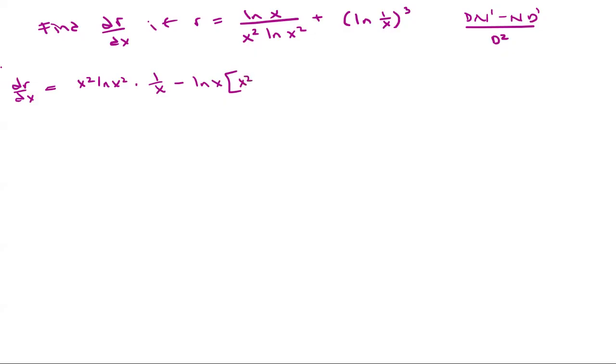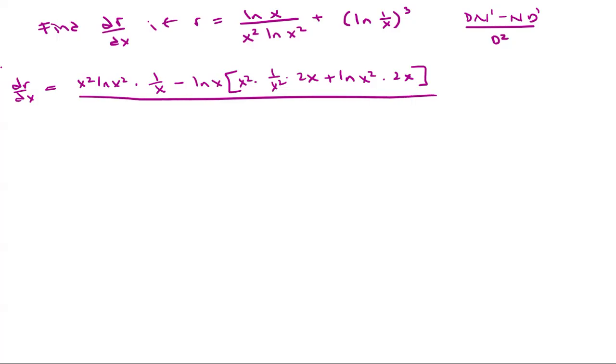So that's going to be the first times the second derivative, so that's going to be 1 over x squared. Then take the derivative of x squared, which is going to give us 2x, plus ln of x squared times that, so that's the first times the second plus the second times the first derivative, which is going to be 2x. Okay. So that's what we have for the top part. And then we're going to take all this and divide that by the denominator squared, which is going to be x squared ln of x squared, squared. Okay.